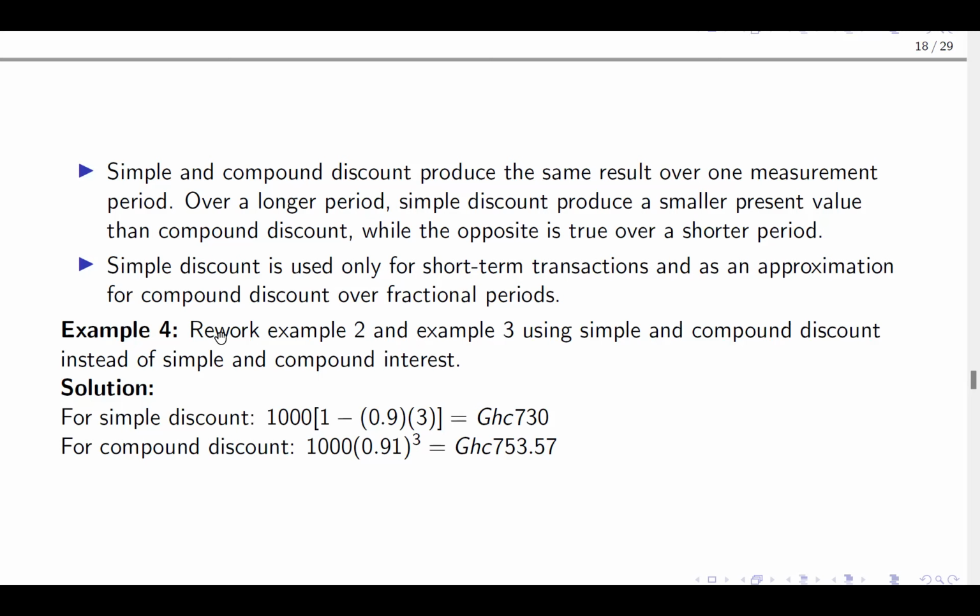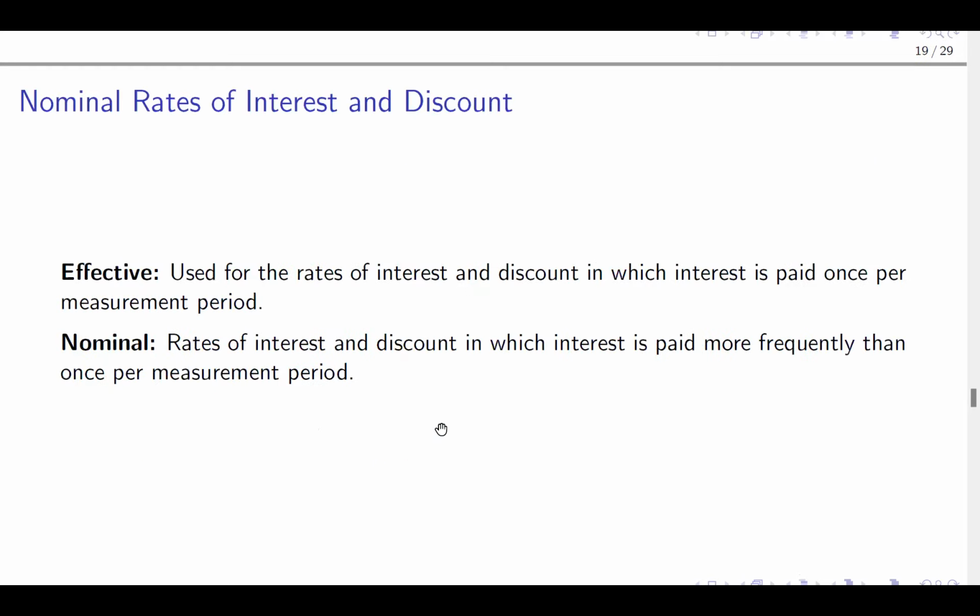So an example here, we are being asked to rework example 2 and example 3 using simple and compound discount instead of simple and compound interest. So whatever rate was given in those examples was 9%. Instead of using the simple interest accumulation factor, use a simple discount accumulation factor, and the same for the compound discount accumulation factor. Okay, so you can try this on your own.